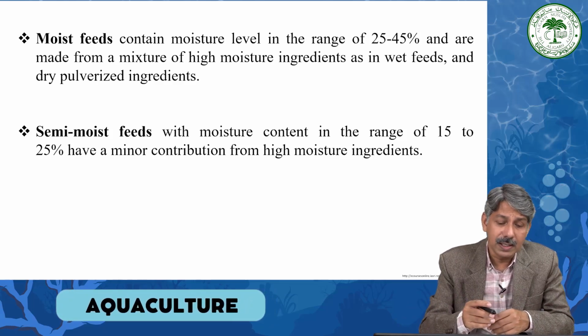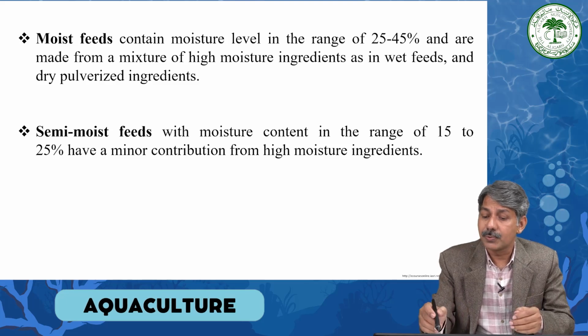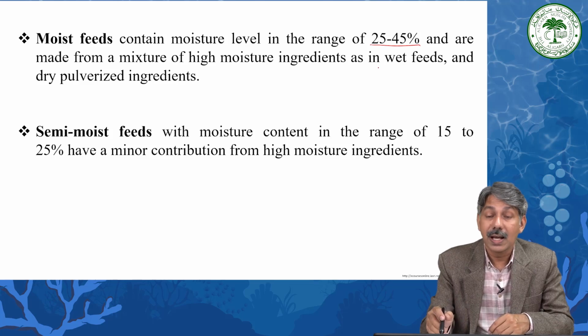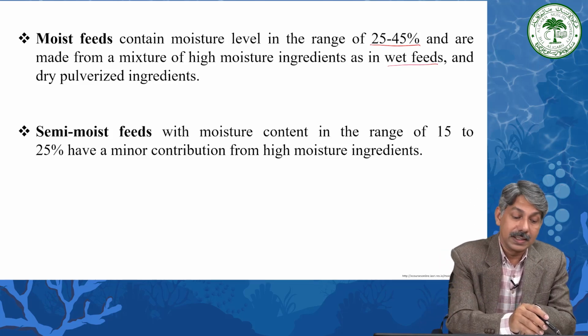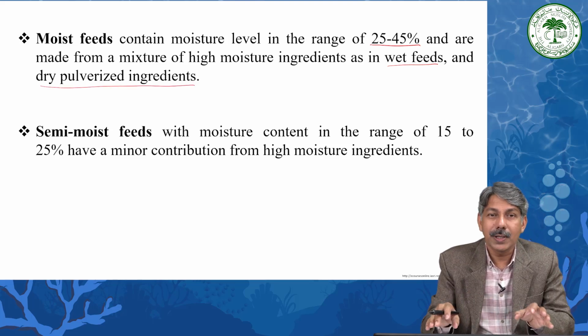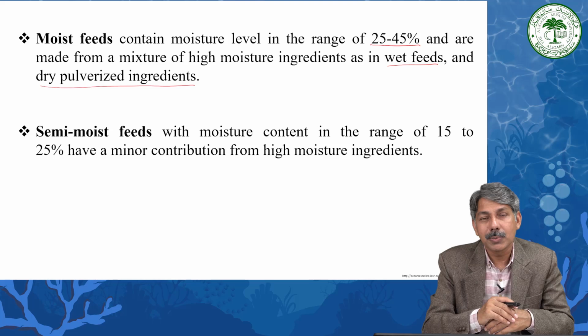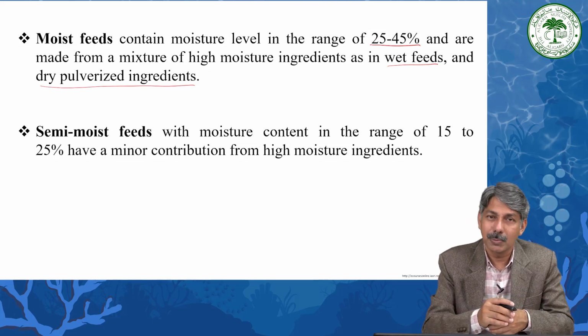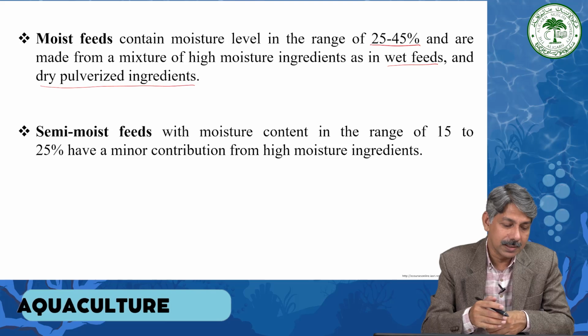Moist feeds contain moisture level in the range of 25 to 45% and are made from a mixture of high moisture ingredients, as in the case of wet feeds, and dry pulverized ingredients. So, when you are preparing feed outside, artificial feed, then moisture level and other things can be manipulated and kept at the desired level.